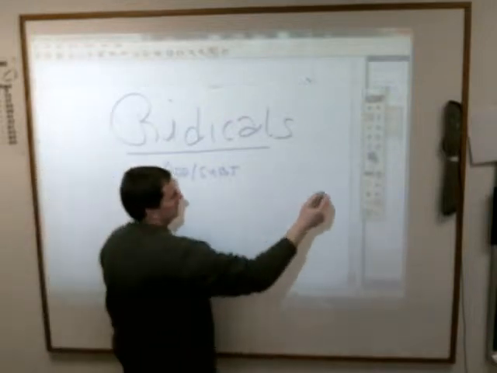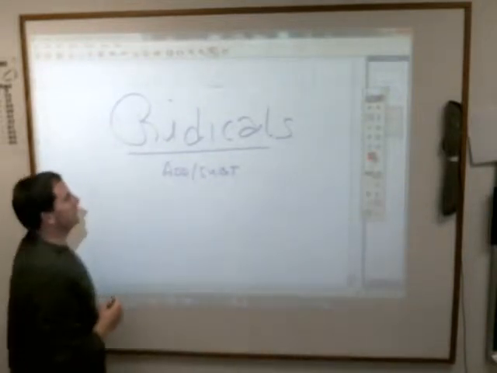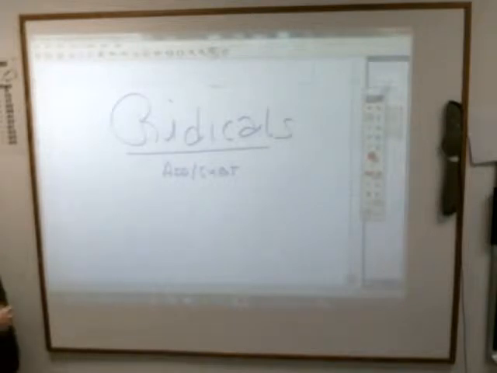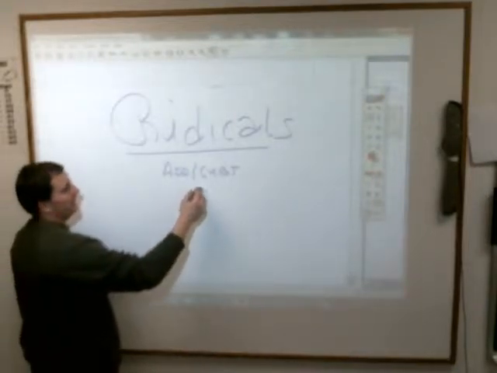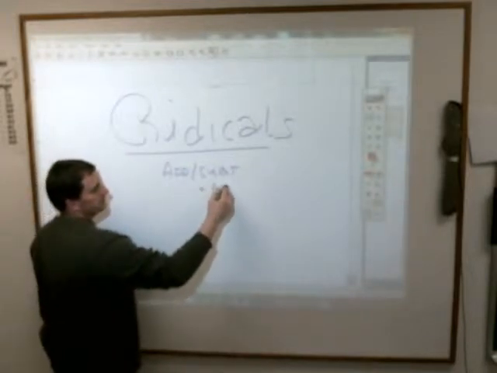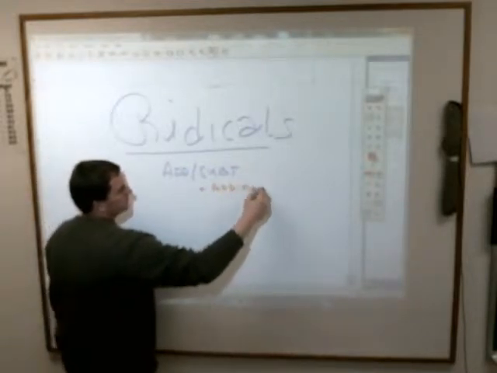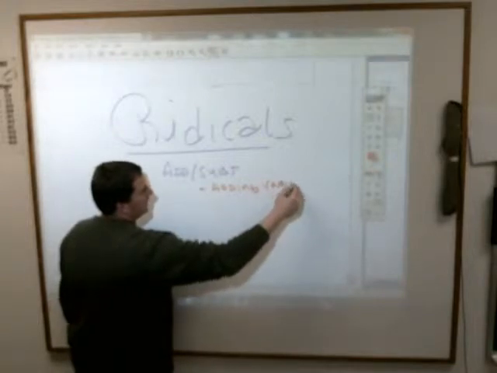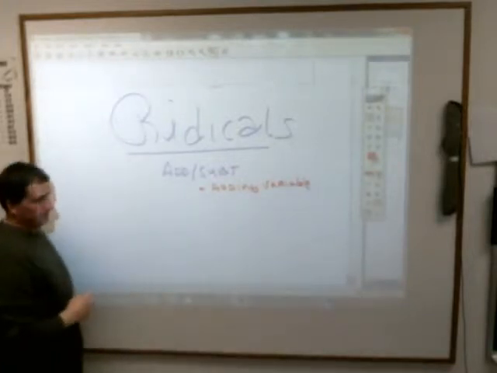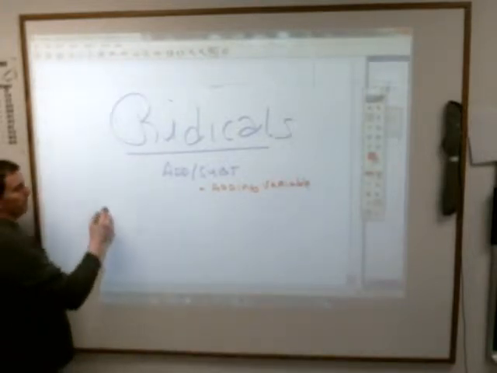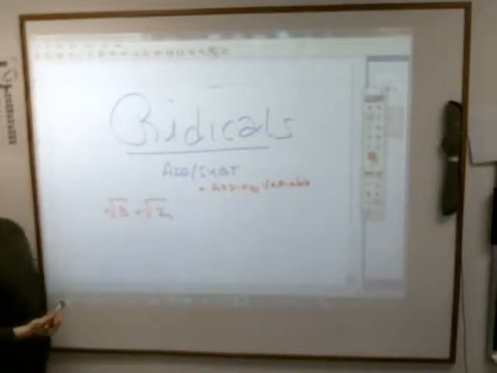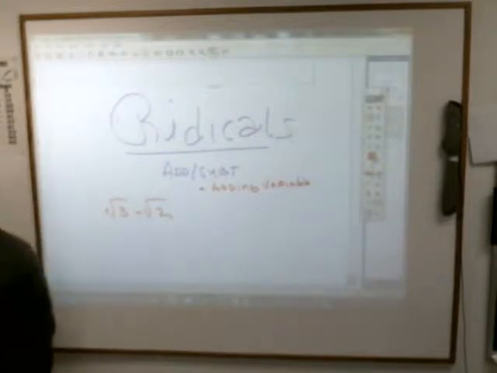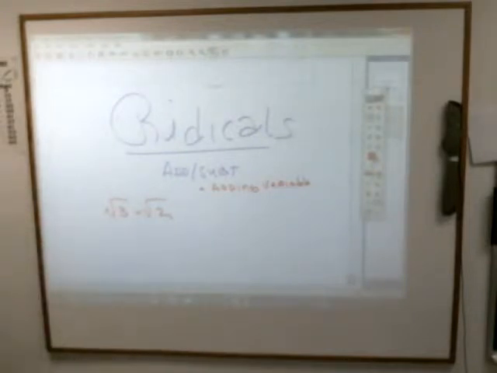Because you've done this pretty much the whole time here. When you look at radicals, you must think of them just like adding variables. They have to be alike for you to add them together. In other words, if you have the square root of 3 plus the square root of 2, you can't do anything with that, because they have to be like.